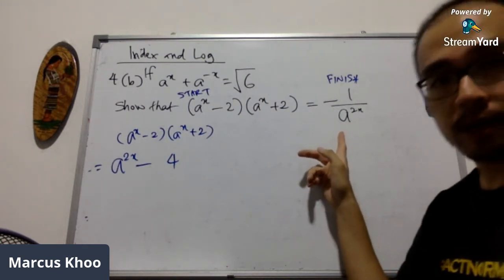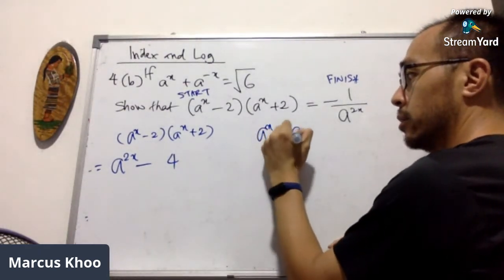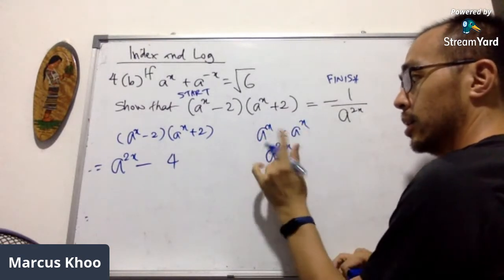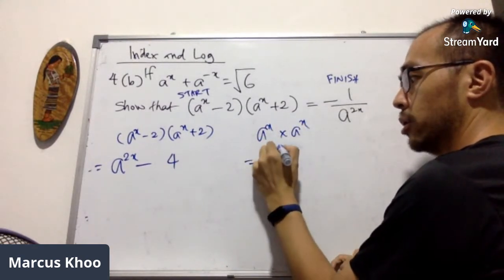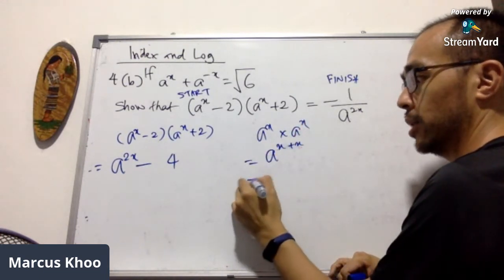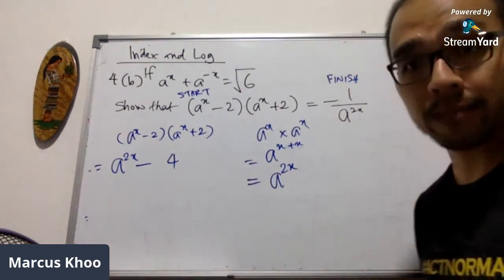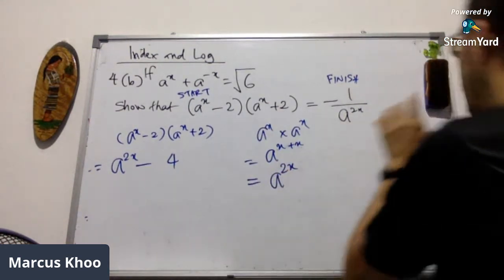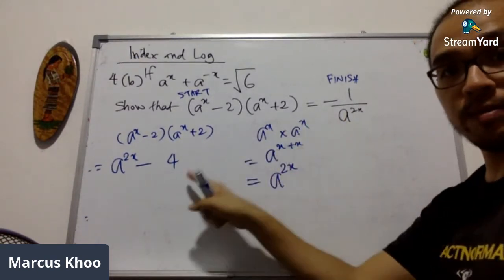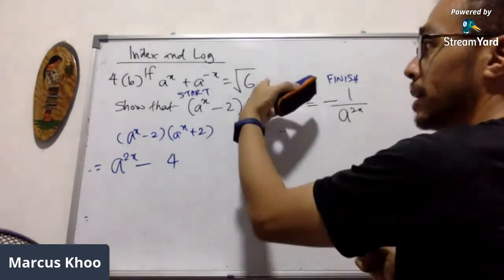Somebody is asking me, a to the power of x times a to the power of x is x plus x, so it's a to the power of 2x. This is the log, index formula, because x plus x is 2x. So the question is, I've gotten this but how do I prove this? It seems like I'm very far away from here. Let's go back to this.